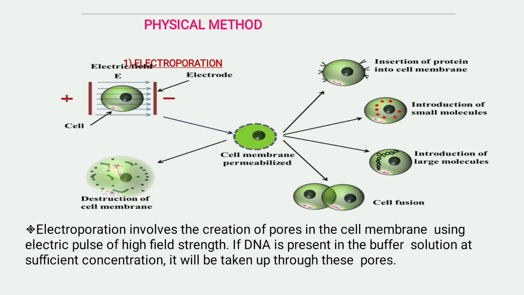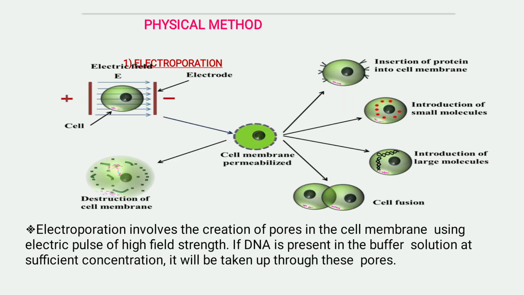So next is the physical method. The first one is electroporation. Electroporation involves the use of high field strength electric pulses, and pores are created in the cell membrane, making it permeable for the uptake of the DNA. It is used for delivering DNA into intact plant cells and protoplasts. That is, this high electric impulse is given, right? So this is electroporation, wherein we can transfer the DNA into intact plant cells and protoplasts.